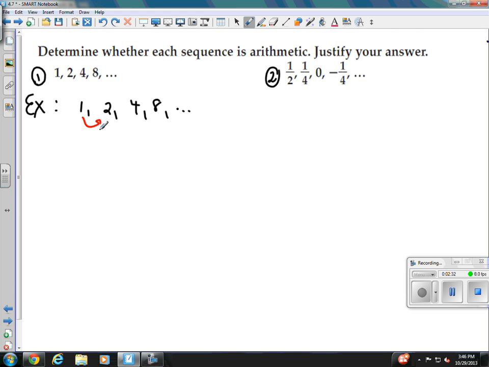From 1 to 2, I add 1. From 2 to 4, I add 2. From 4 to 8, I add 4. So if you look across here, I'm adding 1, I'm adding 2, I'm adding 4. So it's not constant. It changes from 1, it changes to 2, then it changes to 4. So no. And when it says justify, it doesn't increase at a constant rate.